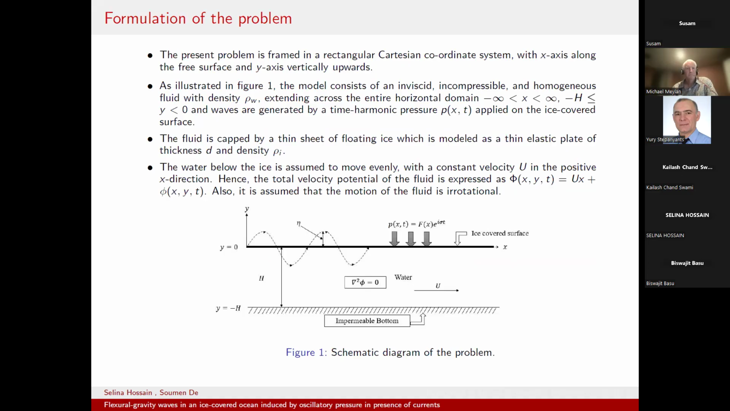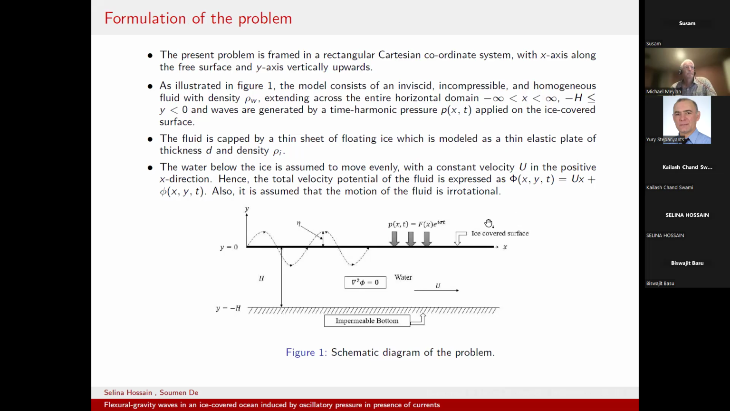Formulation of the problem. The present problem is framed in a rectangular Cartesian coordinate system with x-axis along the free surface and y-axis taken vertically upwards. As we see in figure 1, the model consists of an inviscid, incompressible and homogeneous fluid of density rho_W which covers the region minus infinity less than x less than infinity and the finite depth minus h less than or equal to y less than 0.